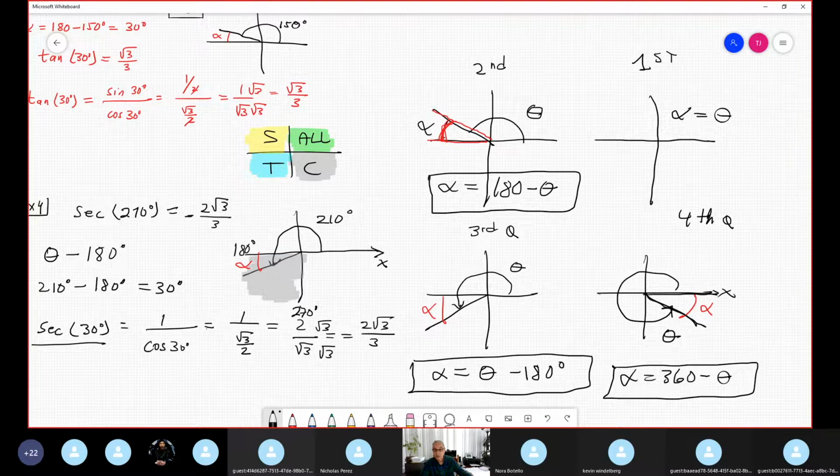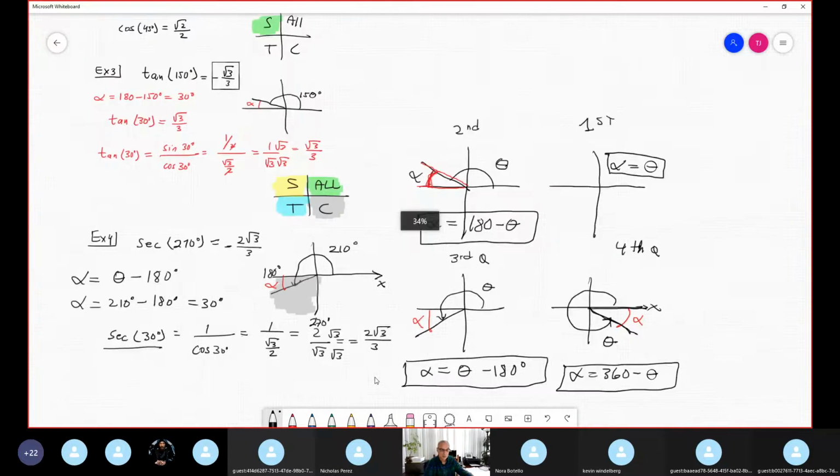So either way, you memorize this formula, or you do the sketch of your specific problem and determine the reference angle. Make sense, mister? Yeah. Excellent. You hear me now?